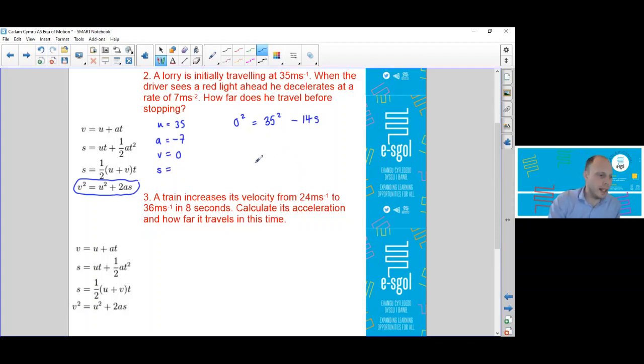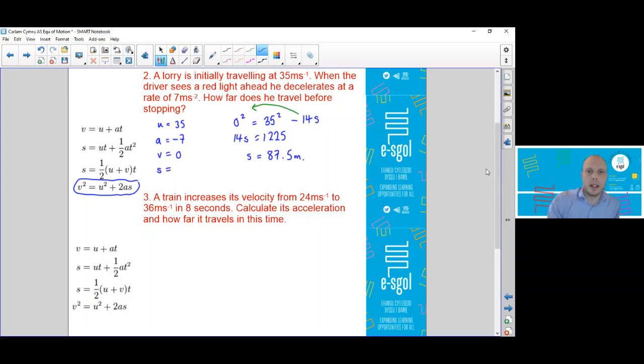So 35 squared then is 1,225. I'm trying to find S. When you're changing the subject, you want your subject to be positive, so that needs to go over there. So that's going to be 14S equals 1,225, and then dividing through by 14 gives us 87.5 meters, which is his displacement while he is decelerating. Meaning that if he's closer than 87.5 meters to the lights, he's not going to stop in time. So he's either going to go through the red light, or he needs to decelerate more by pushing the brakes harder.